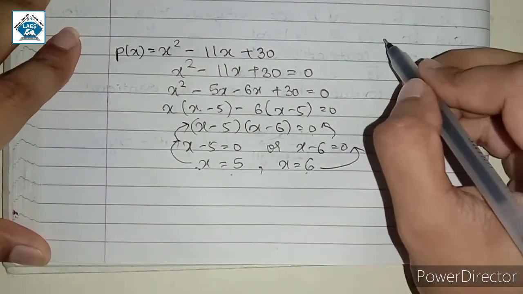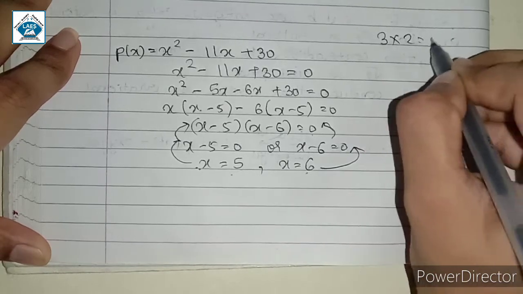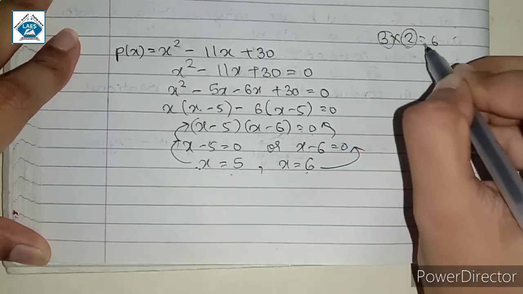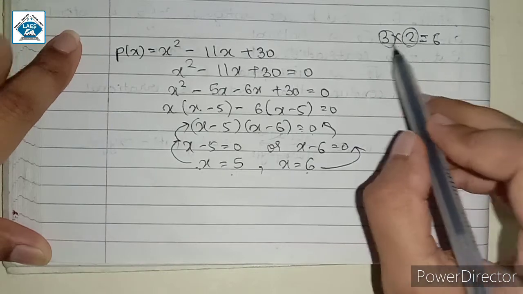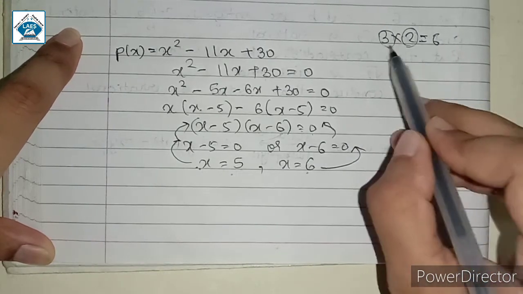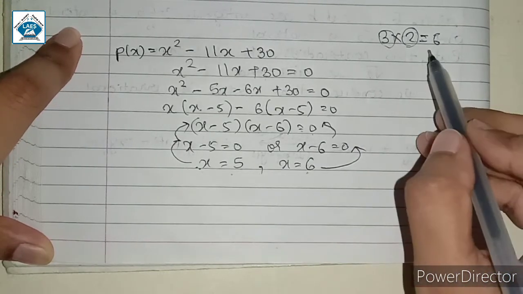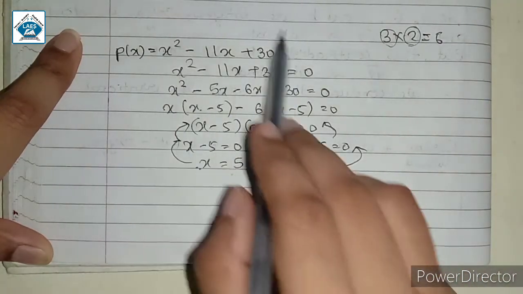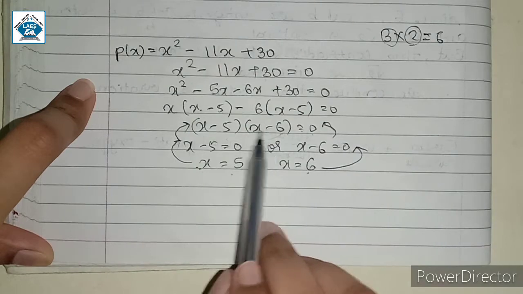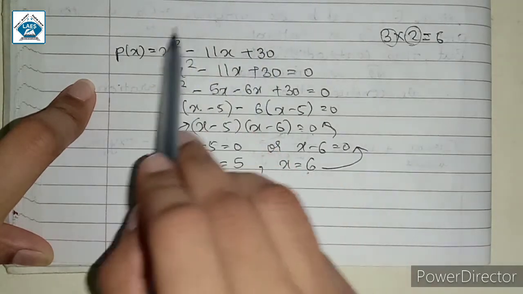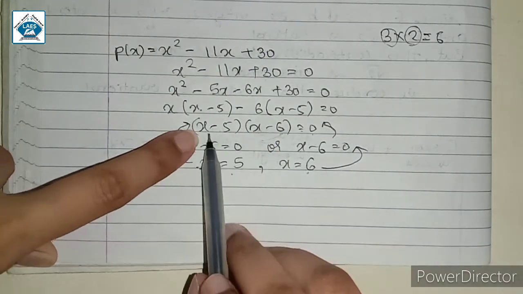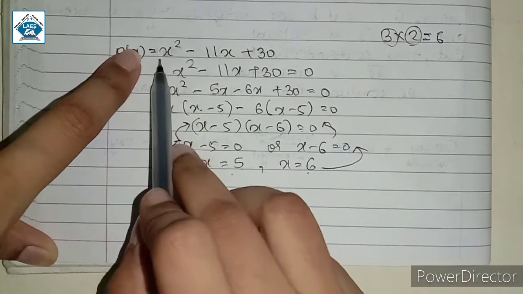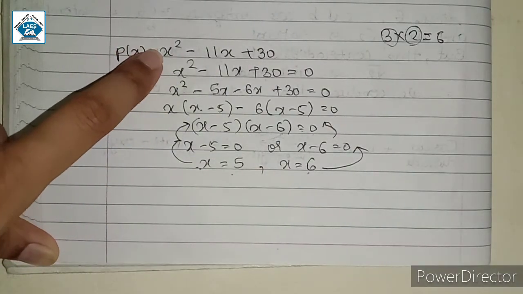It is very simple. 3 into 2 is equal to 6. That means we are multiplying two numbers to get another number. That means if we divide 6 by 3, we will get the remainder 0. Similarly, if we divide 6 by 2, we will get the remainder 0. Same is the case for this polynomial. We are multiplying these two polynomials to get this polynomial. That means these two polynomials are the factors of this quadratic polynomial.